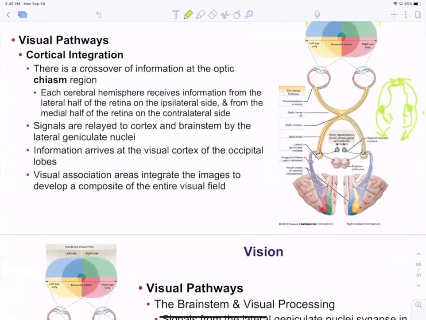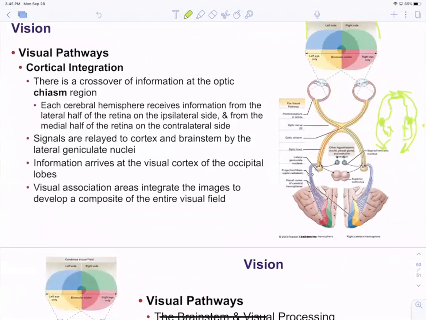So what's happening is it's showing you light bouncing off the object coming in. And so here you have the optic chiasm. Some of it's going there, other of it's going there. And then from here, some of it's going here, and some of it's going there. This is the thalamus. So the lateral geniculate nucleus is in the thalamus. So it's synapsing in the thalamus.